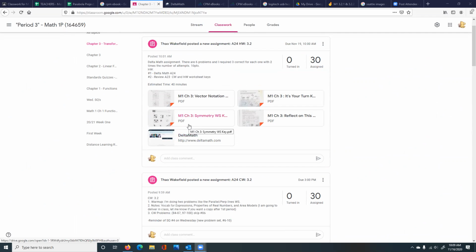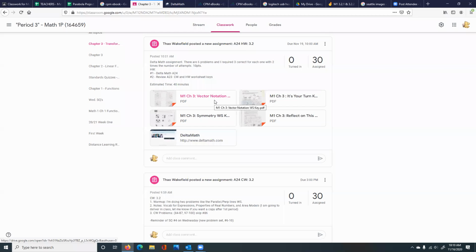The Delta Math assignment has, I think, 6 problems. You are required to get each of the 6 problems right 3 times. And they're very easy problems, guys. I was doing them this morning and I was like, whoa, this is way easy. You get 2 attempts at each problem, so 6 total attempts, if you need them. If you don't need them all, then you don't need to take them all. Like I said, it's a super easy assignment. You should finish that in like 10, 15 minutes. I put the link to Delta Math here.